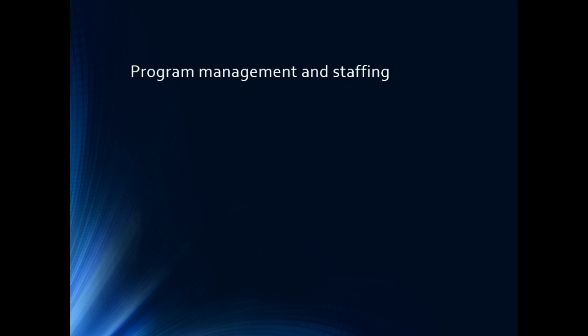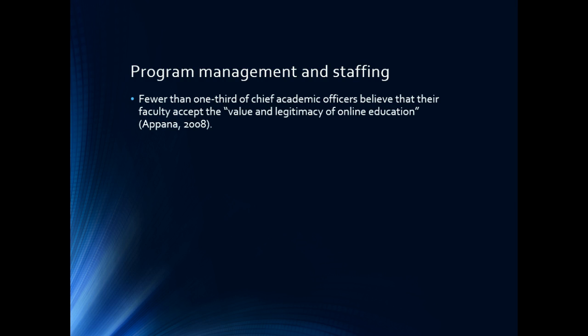So to begin with, program management and staffing. Talking about the view from the top, fewer than 1/3 of all chief academic officers believe that their faculty accept the value and legitimacy of online education. That's a pretty sad statement, and it tells us a little bit about why administrators sometimes don't fully staff their online programs. They don't believe that their own faculty believe in online education.